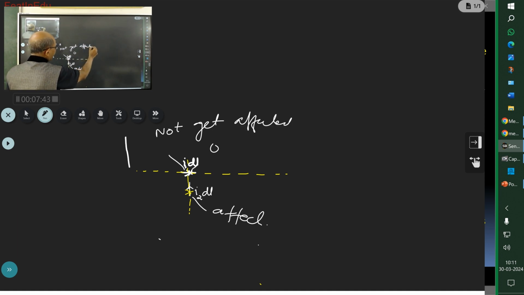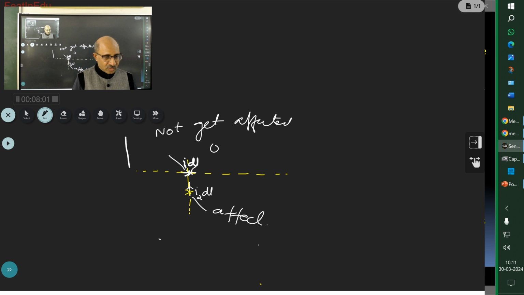Understood? So this object is applying force on this object. But this object will not apply force on that object. So Newton's third law fails here. Understood? Understood all of you? So therefore Newton's third law is not universal.